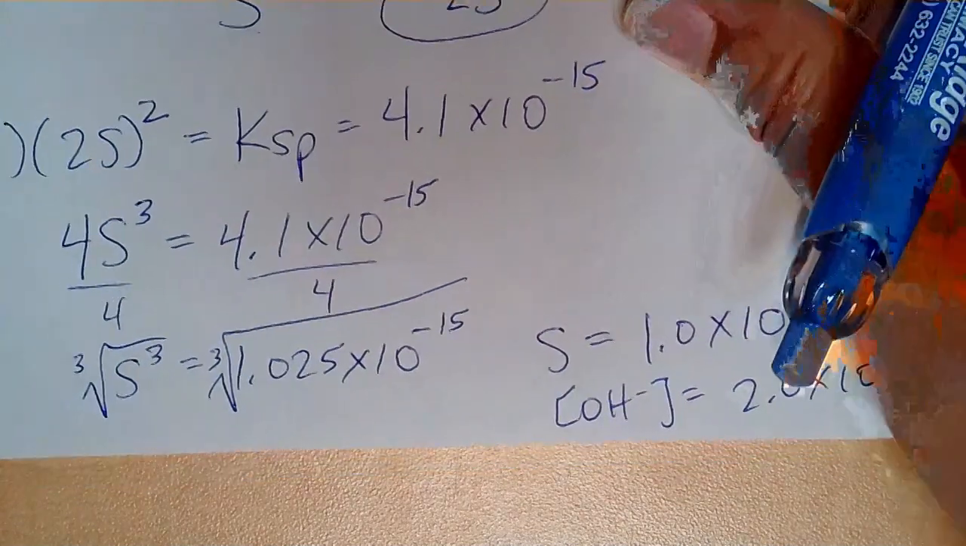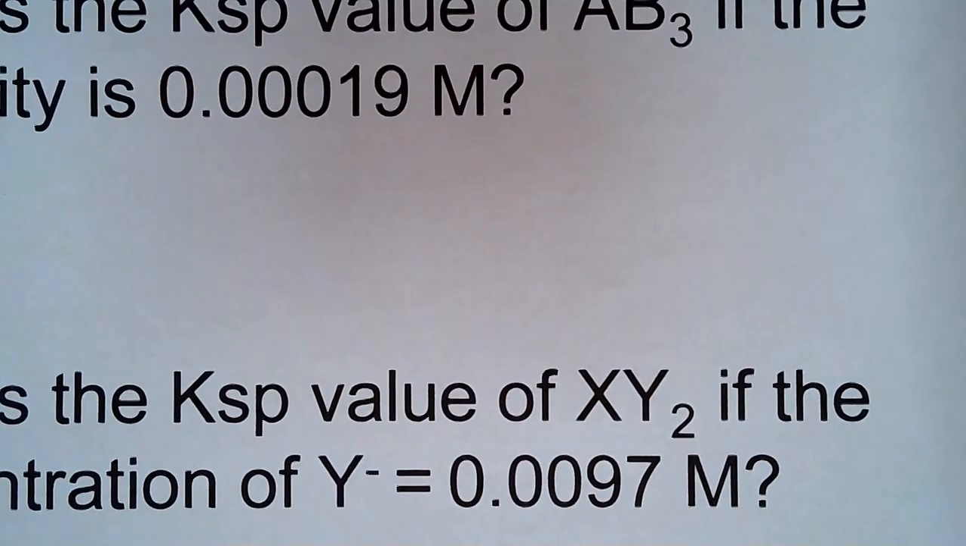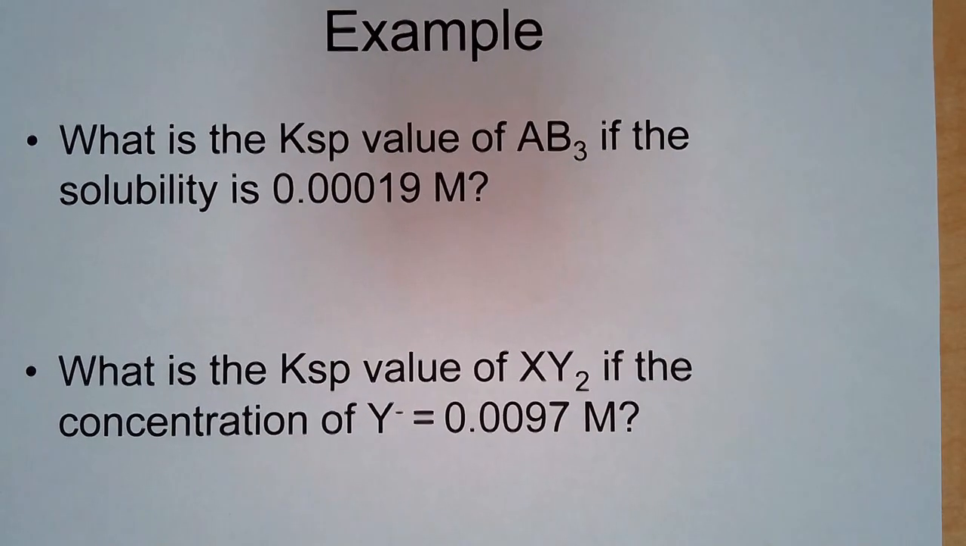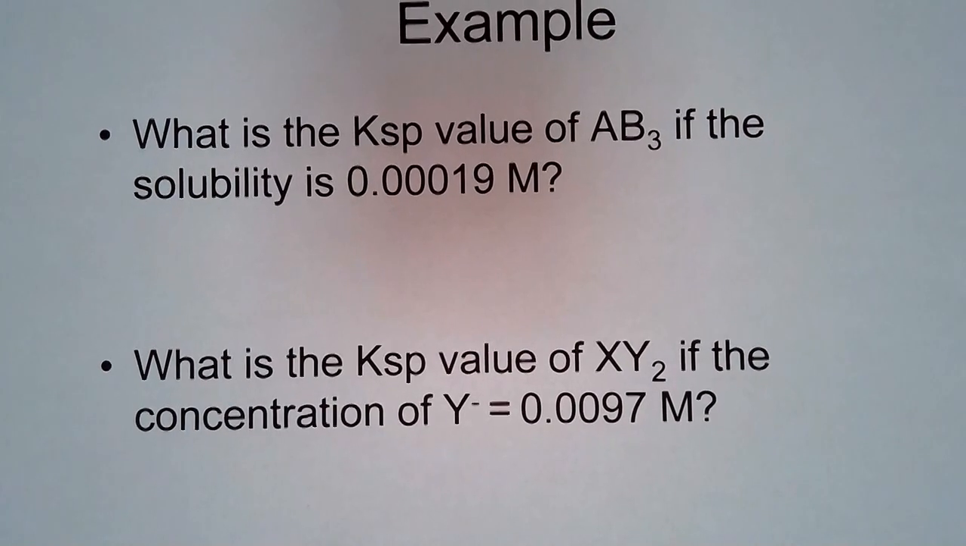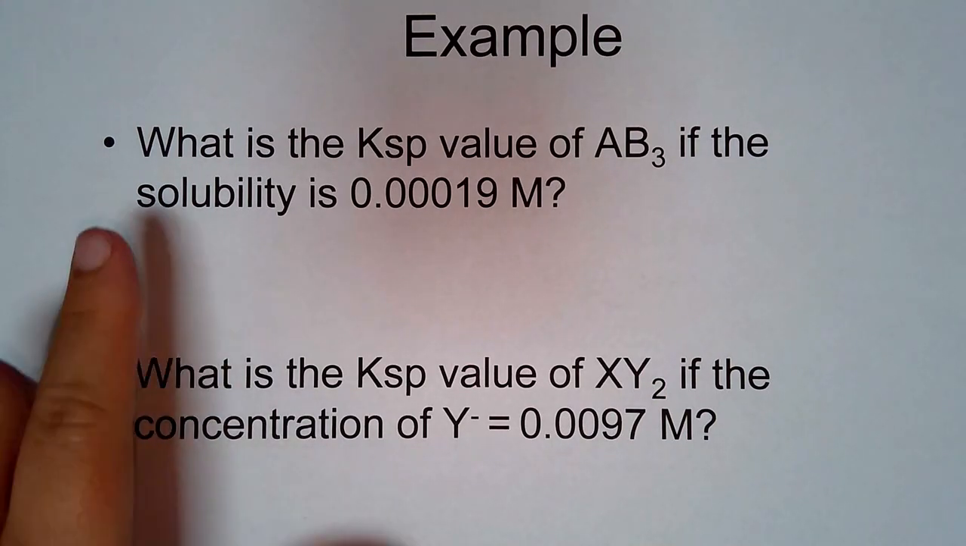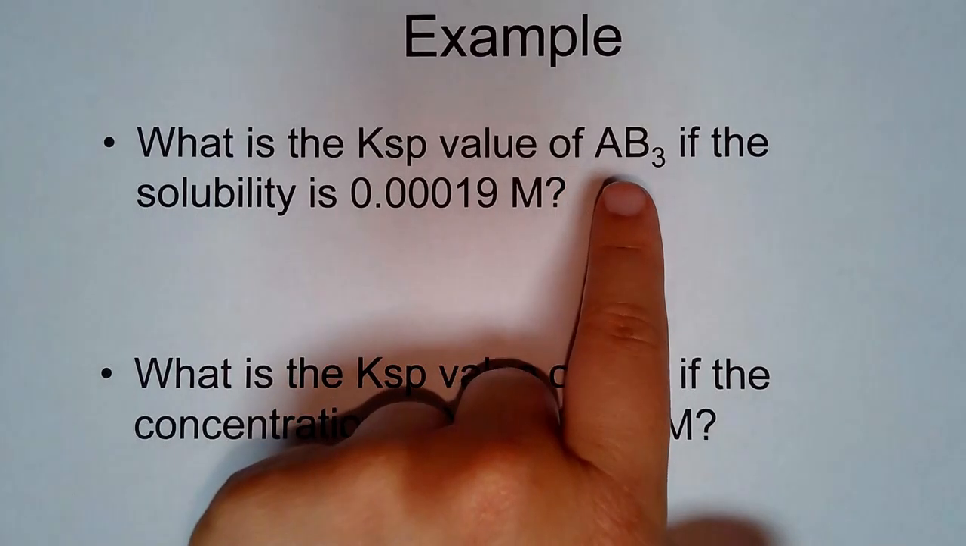Alright, let's look at some different ways to use the KSP value. In this case we're sort of working backwards. Instead of finding molarity, we need to find KSP. So we need to understand our concept. What is the KSP value of AB3? The solubility, so that's S, is 0.00019.